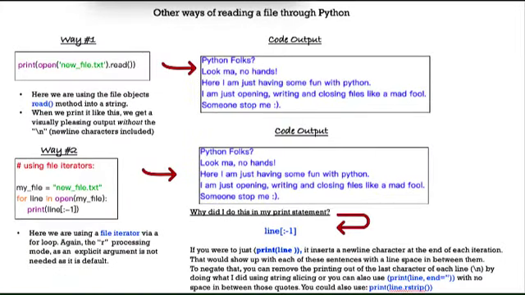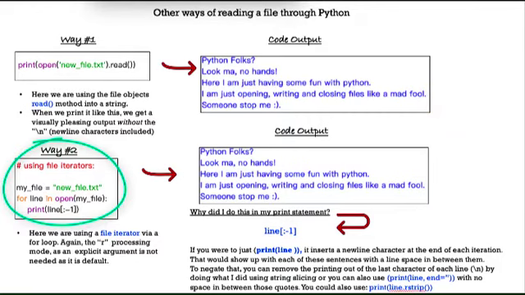Here we'll look at two other ways of reading a file using Python. Way number one: here we're using the file object's read method into a string. When we print it like this, we get a visually pleasing output without the new line characters included, and you can see that here to the right.